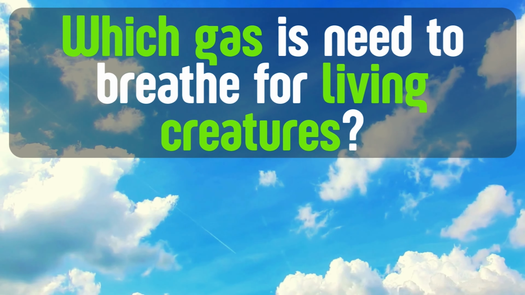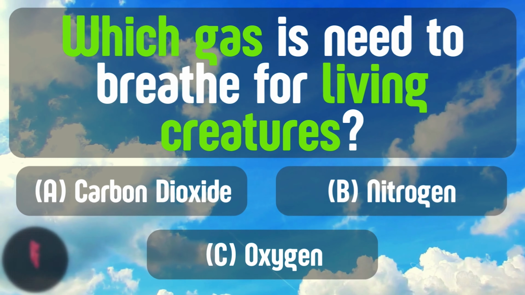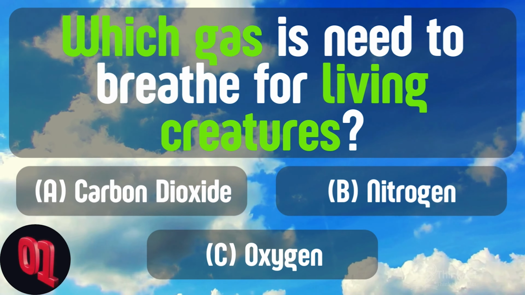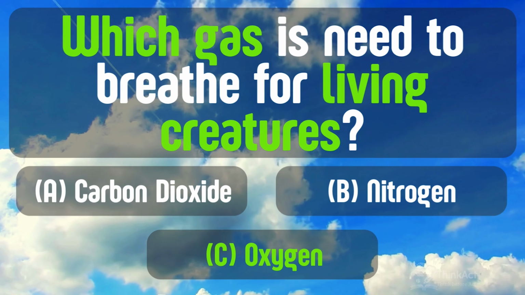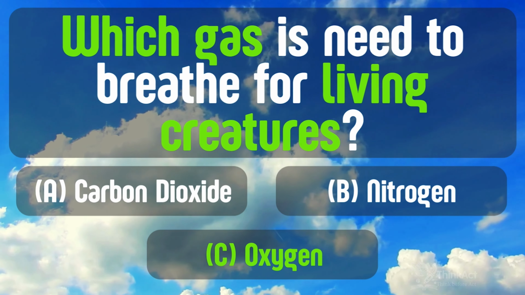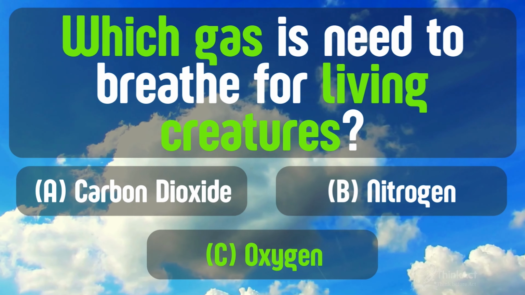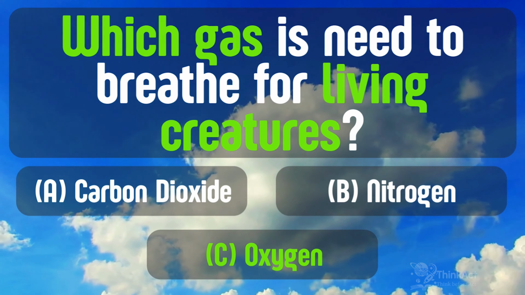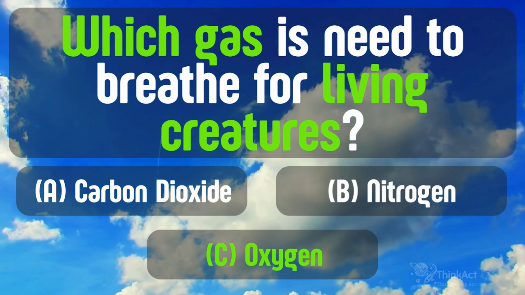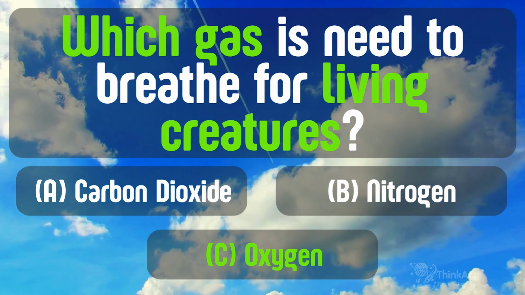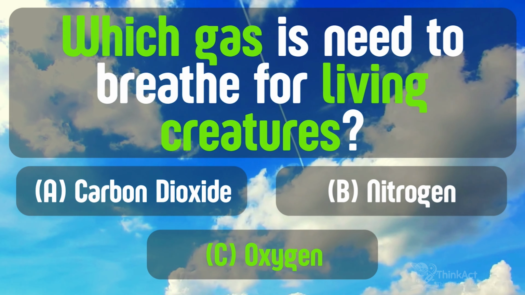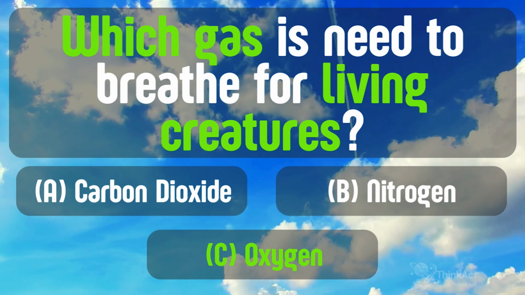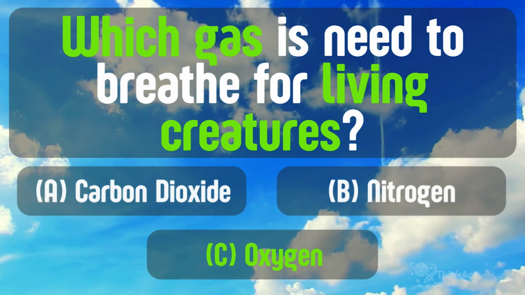Which gas is needed to breathe for living creatures? The answer is option C, oxygen. Oxygen is essential for respiration in all the living organisms. During respiration, oxygen is inhaled and carbon dioxide is exhaled. The inhaled oxygen is essential for deriving energy from the food consumed, as it helps in breaking down the food molecules.